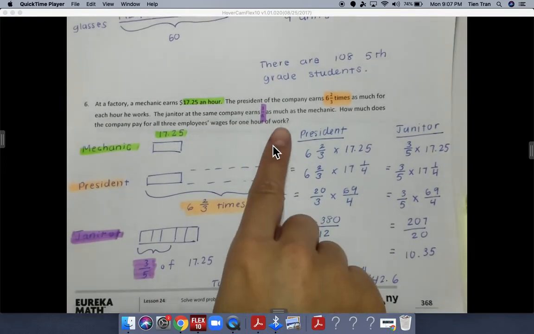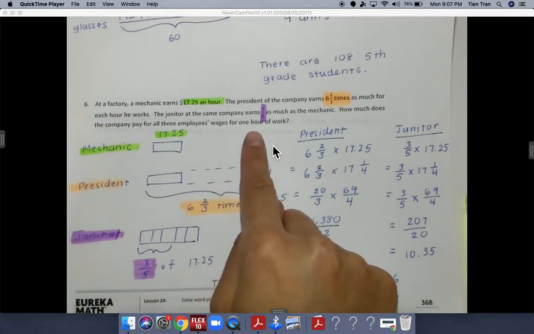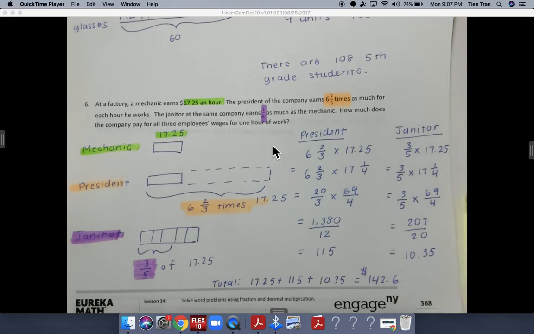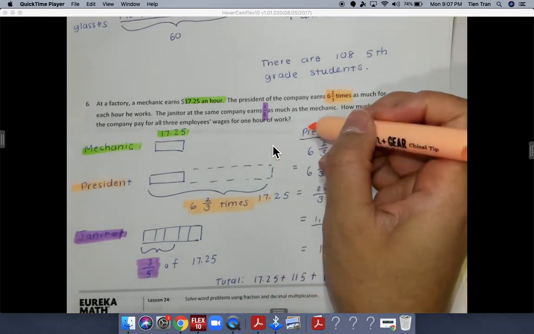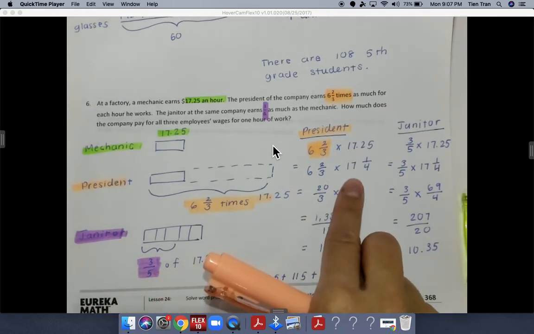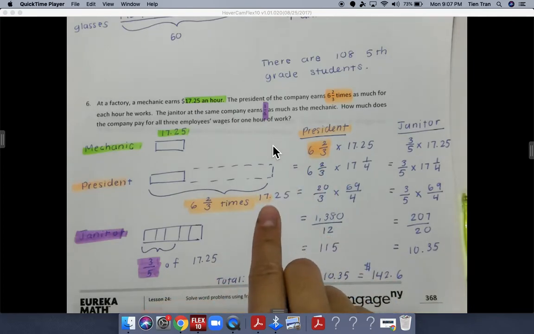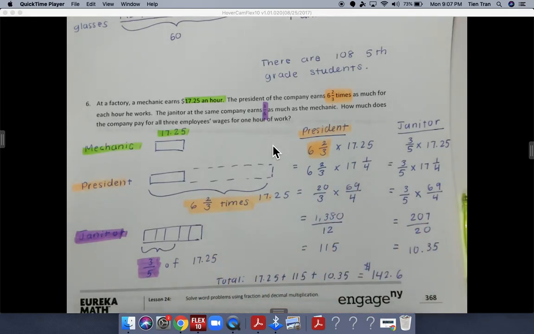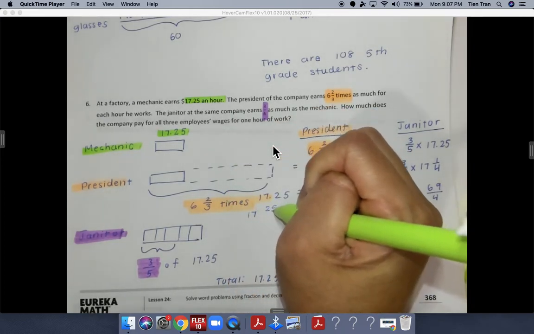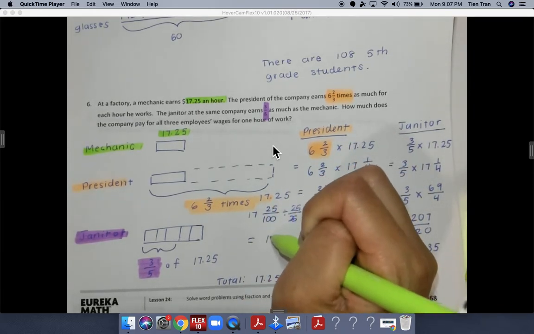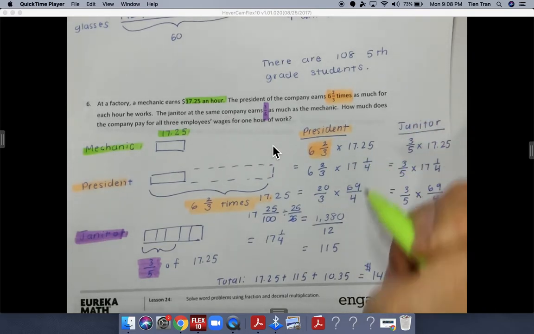Now what I'm going to do is it asks me how much does the company pay for all 3 employees' wages for 1 hour of work. So we're only looking for 1 hour. So this is the president, this is the janitor. For the president, we see here that we're going to multiply 6 2/3, which is the number I got here, times 17 1/4. I changed 17 20 hundredths into 1/4. I simplified by dividing 25 over 25. Let me show you. 17 20 hundredths, and I divided the top and bottom number by 25, which ends up giving me 17 1/4. That's where that number comes from.